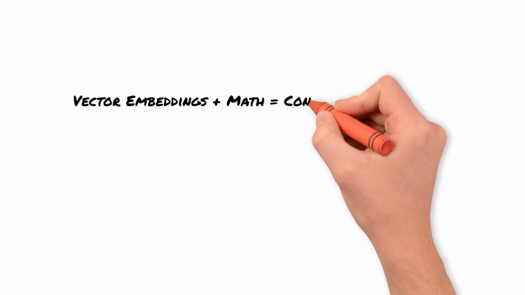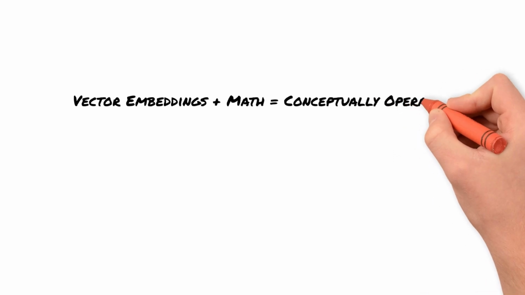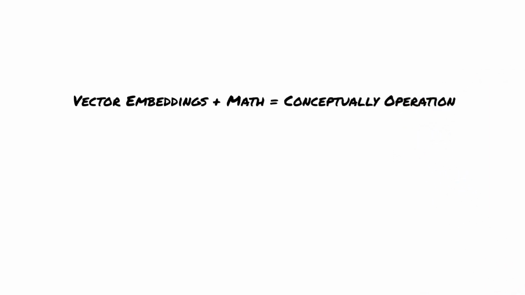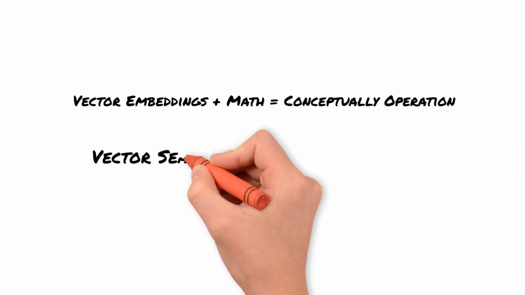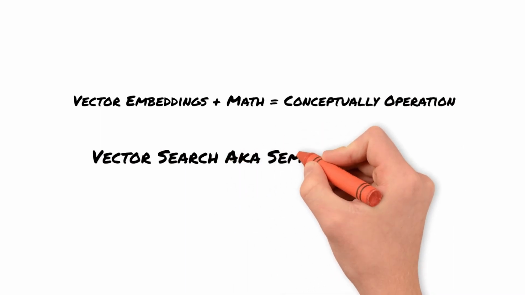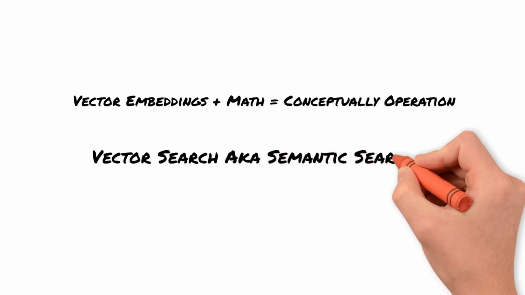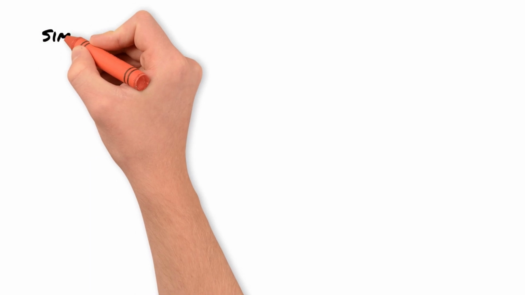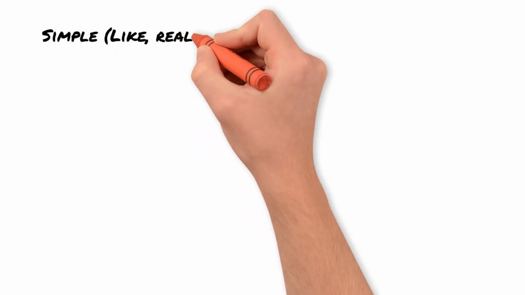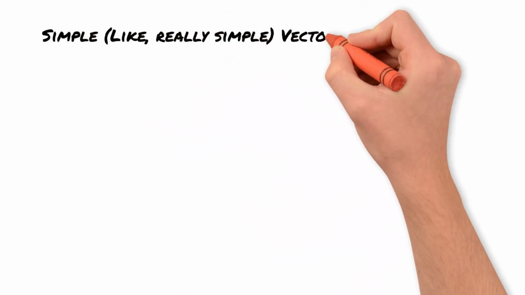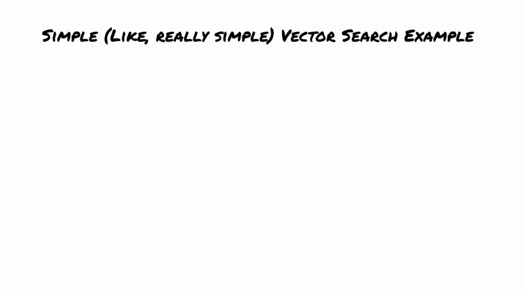See, with embeddings plus some math, we can get conceptual operation. This is what powers vector search, which is also sometimes referred to as semantic search. Let's look at a simple, really simple vector search example.